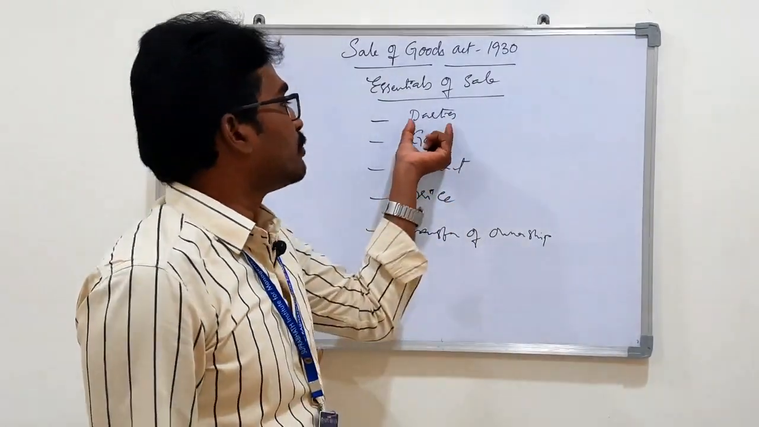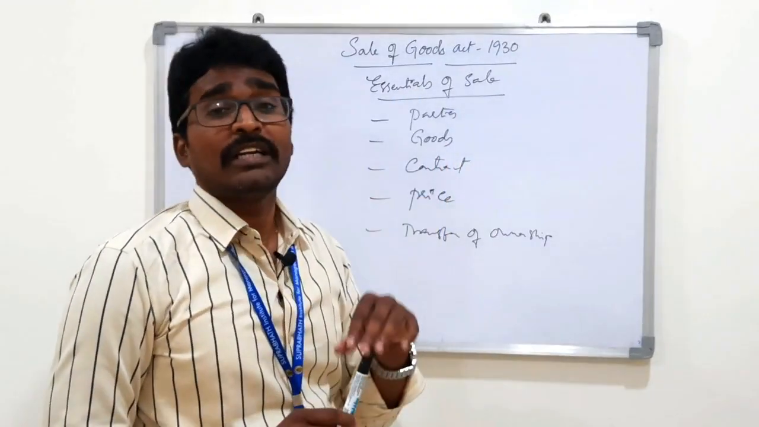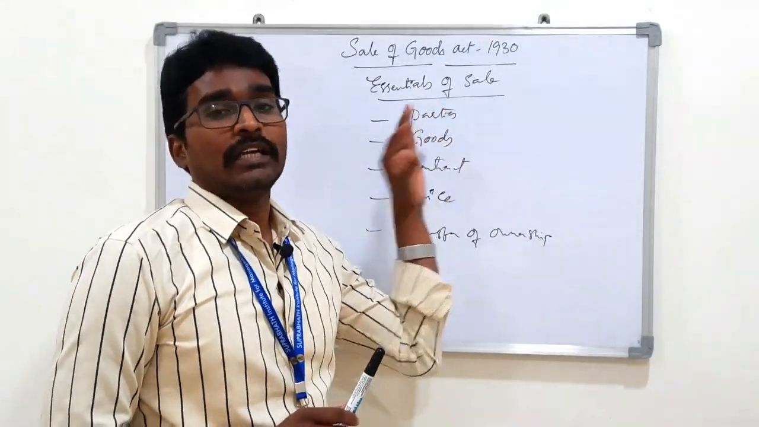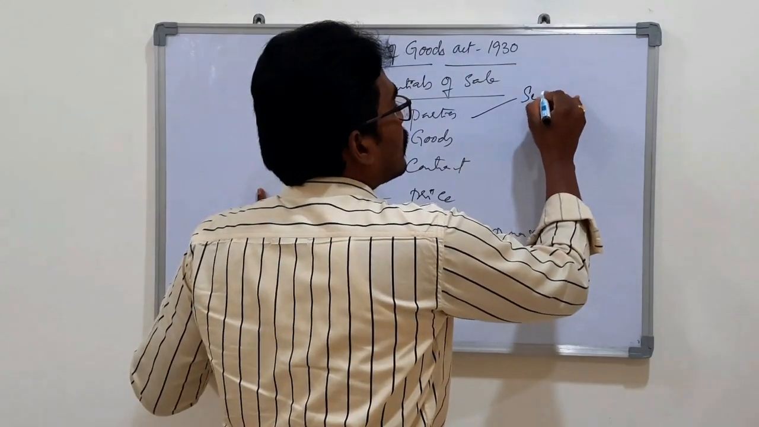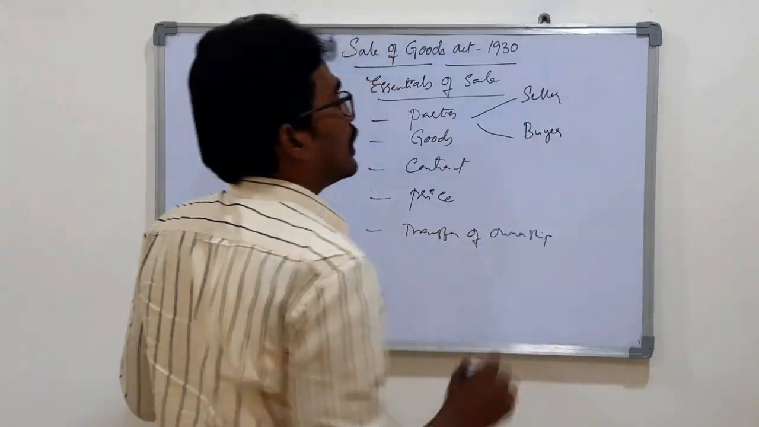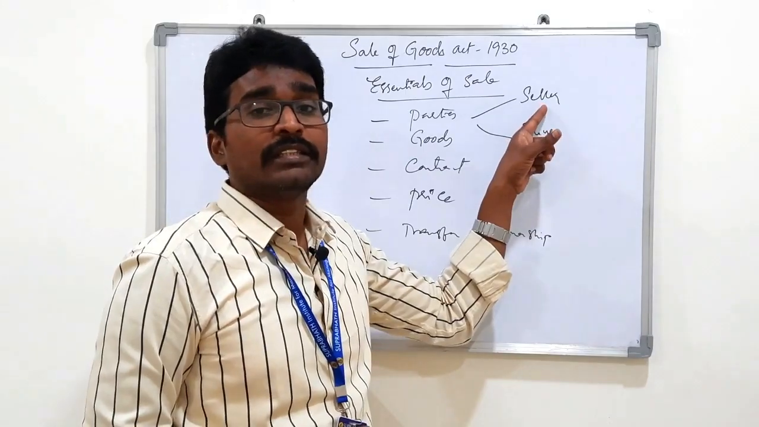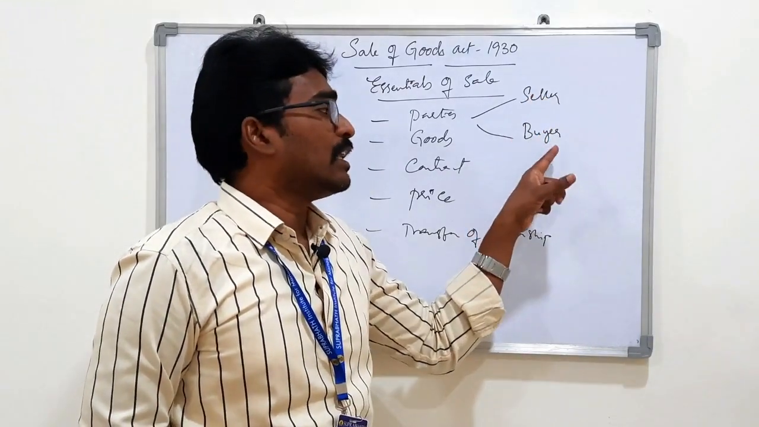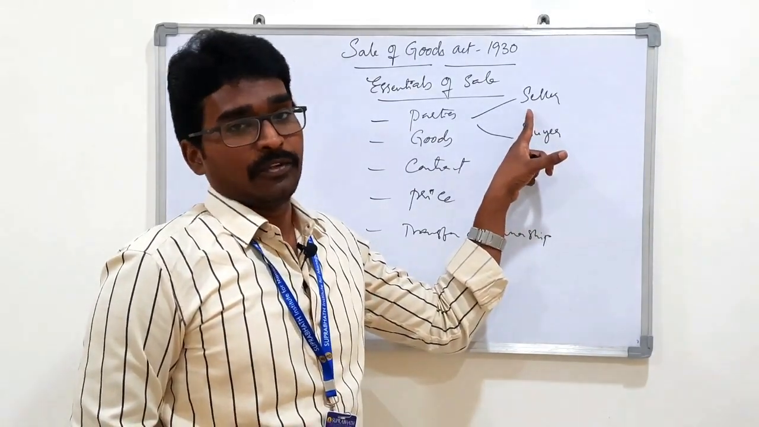The first one is parties here. There are two parties in sale of goods. How many parties are there? There are only two parties in sale of goods. One is seller and the other one is buyer. There are two parties where the exchange of transactions takes place between seller and buyer. So these two parties are exchanging the transaction in sale of goods.